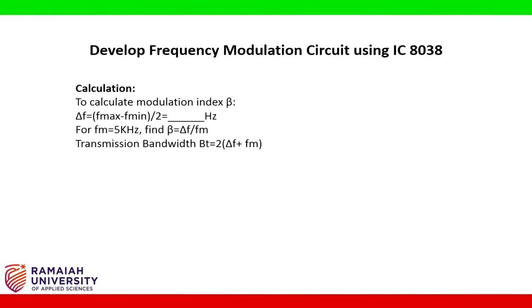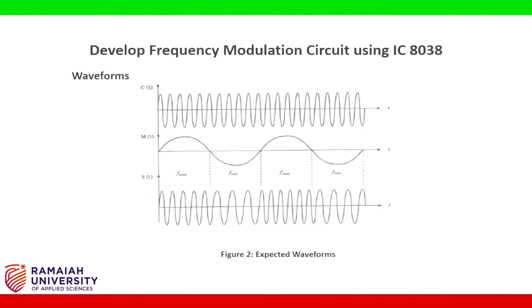Find frequency deviation delta F equal to F max minus F min, the whole divided by 2. For fm equal to 5 kHz, find beta equal to delta F by fm. Transmission bandwidth is given as 2 into (delta F plus fm). The model waveforms are shown here, which can be observed to be similar to those obtained in the experiment.